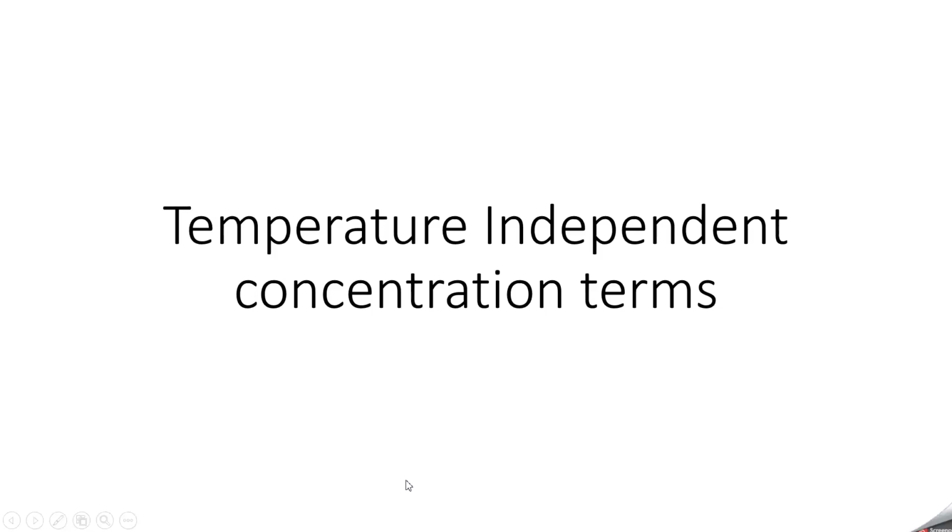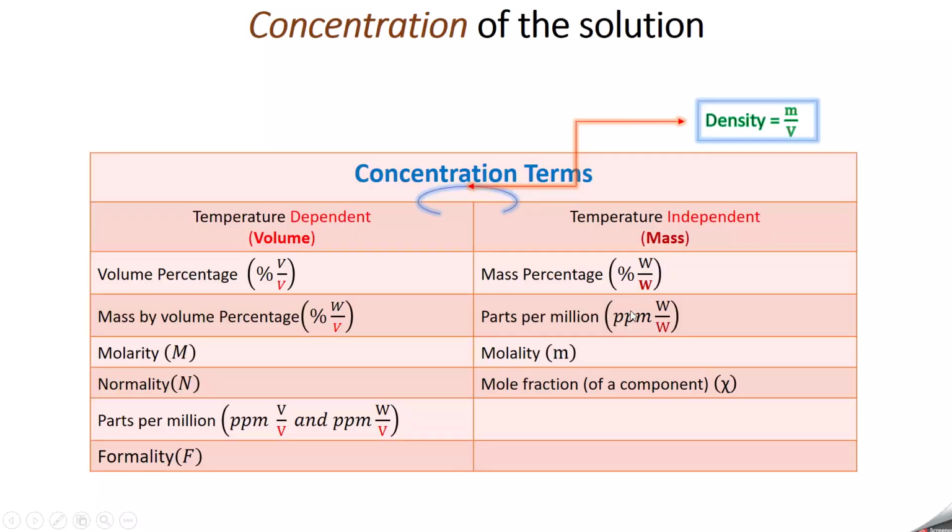Hello, till last video we did discuss temperature dependent concentration terms. In this video we will discuss temperature independent concentration terms. Temperature independent concentration terms are percentage weight by weight, parts per million weight by weight, molality represented as small m, and mole fraction of a compound, and these are all mass dependent. All these things I have discussed in the earlier videos.